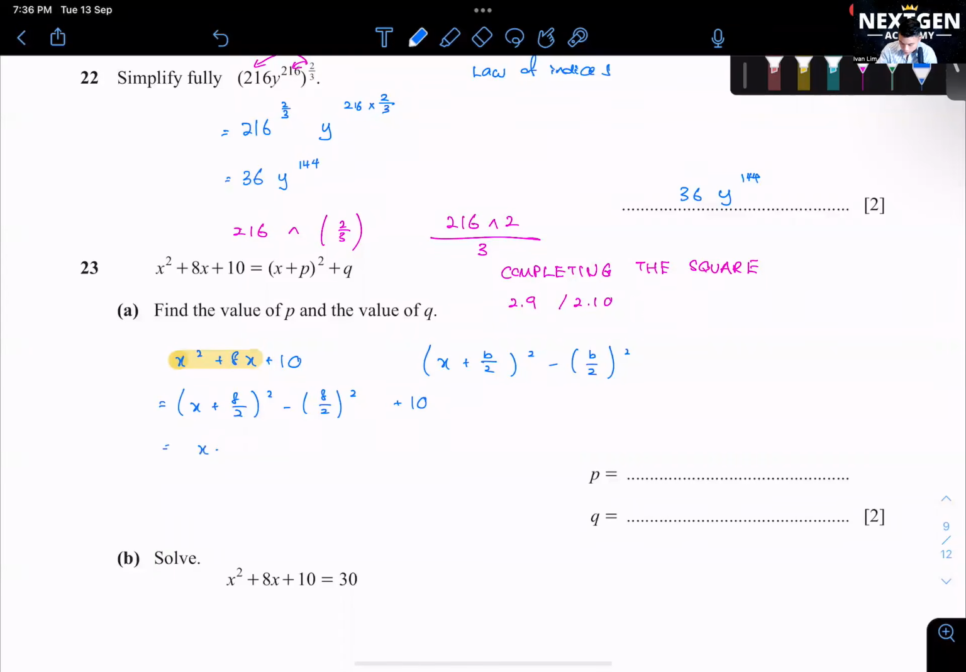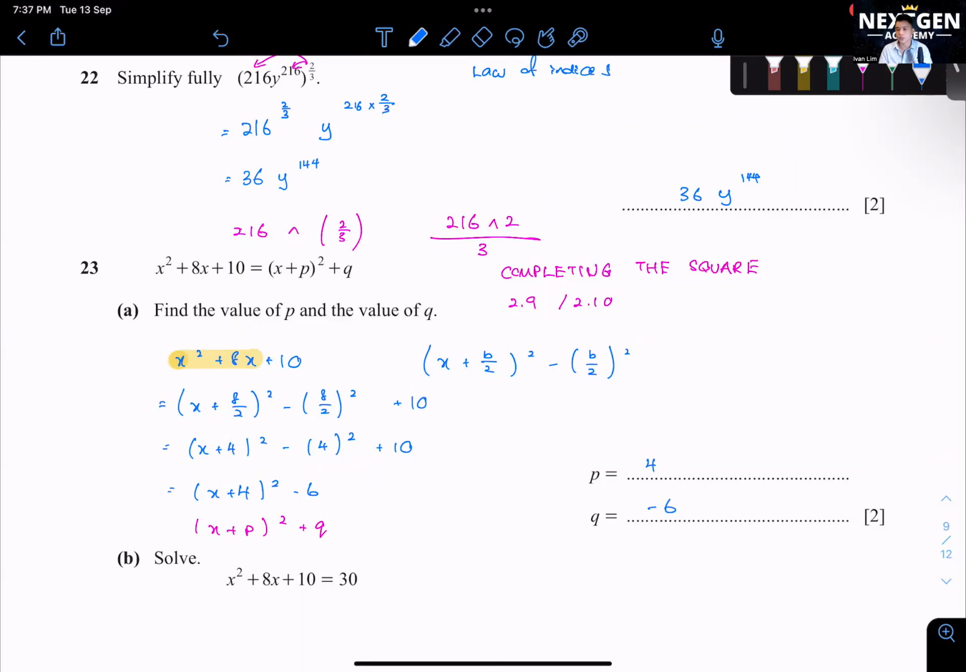Here, you get x plus 4 squared minus 4 squared plus 10. Then you get x plus 4 squared, minus 16 plus 10, you'll get minus 6. Then you just compare with the above one. They say x plus p squared plus q, right? So p is equal to 4, q is equal to negative 6.